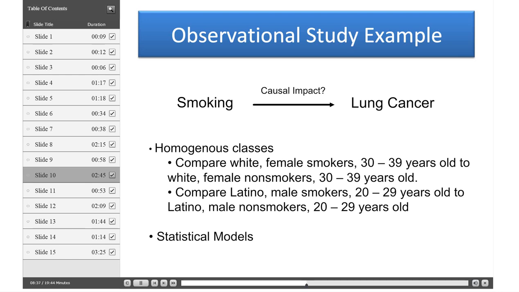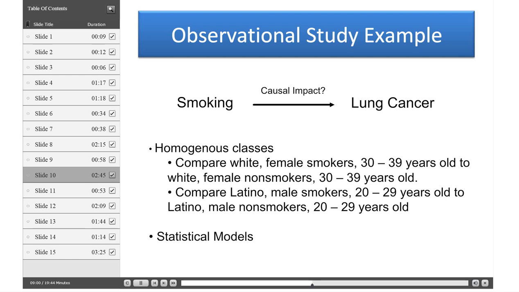We simply collect data on a large group of people through various agencies that may have access to this data, and then we compare smokers and non-smokers and see if smokers are getting lung cancer at a higher rate than the non-smokers. Now, this can result in some problems because there might be other differences between smokers and non-smokers that could have an impact on whether or not they're getting lung cancer.